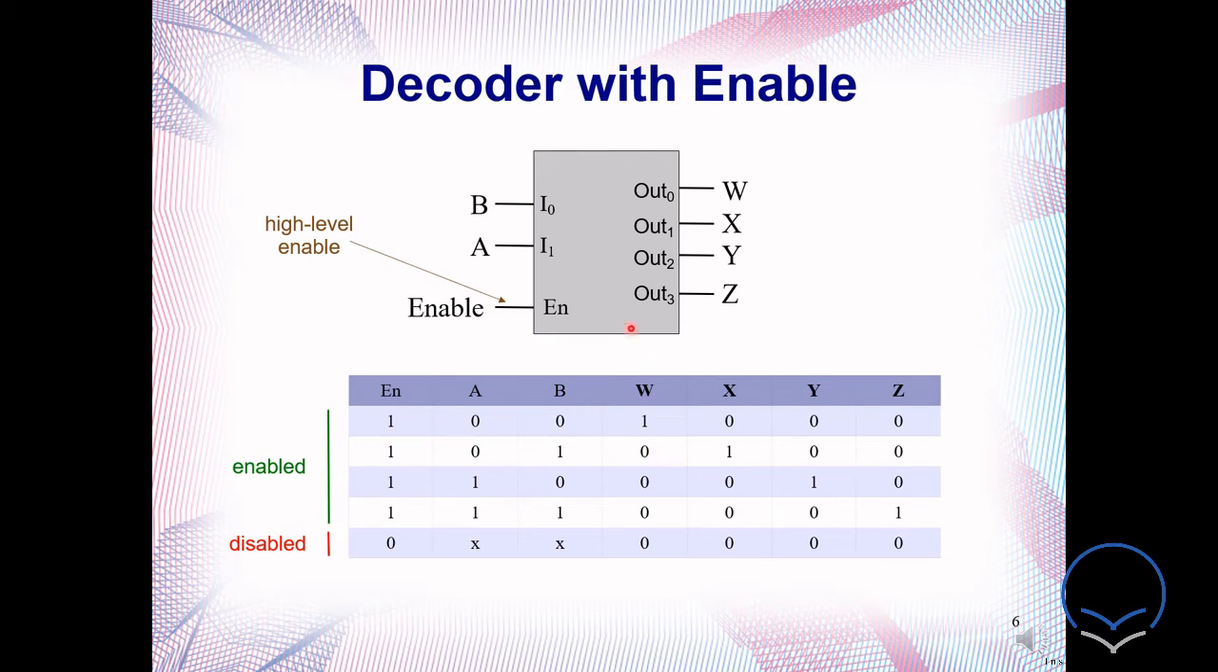Other things are pretty similar. Like 0, 0, it will be selecting output 0, W. 0, 1, X. 1, 0, Y. 1, 1, Z. Something like that, right?